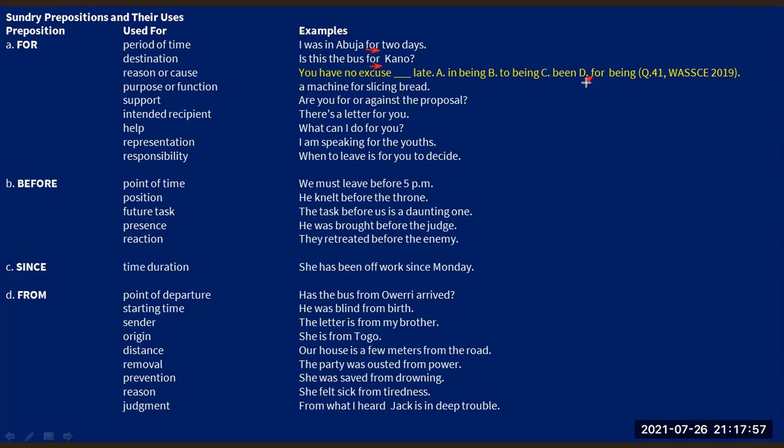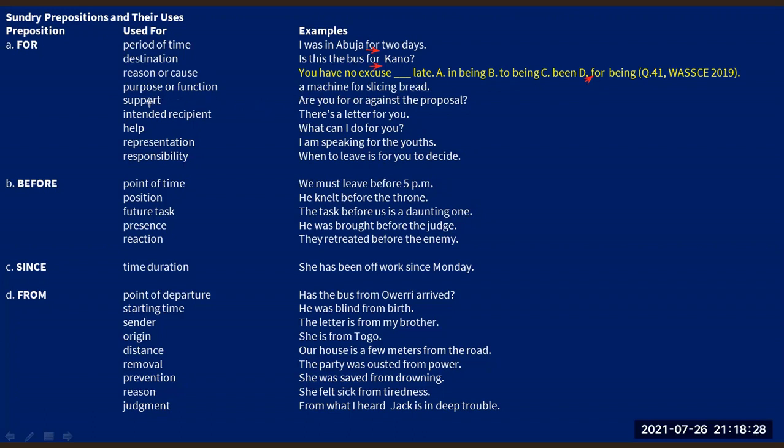You have no excuse for. So you can give a reason for something. You can give an excuse for something, all right? So that is exactly when you use for. Then you can use it for indicating purpose or the function of something. For example, a machine for slicing bread, all right?